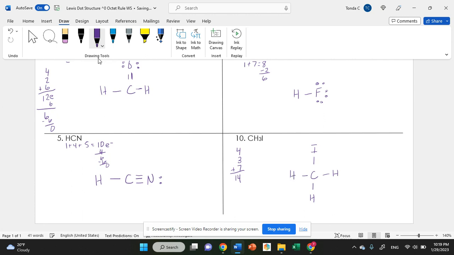Here with my bonds, I've made 2, 4, 6, 8 bonds, which gives me 6 electrons left over. I have to make my outside happy first, so the only outside one not happy is my iodine. So I'm going to put 6 dots around my iodine, which takes up my remaining 6 electrons. Now that I've used them all, make sure everybody's happy, and everybody is. So this is the correct structure.